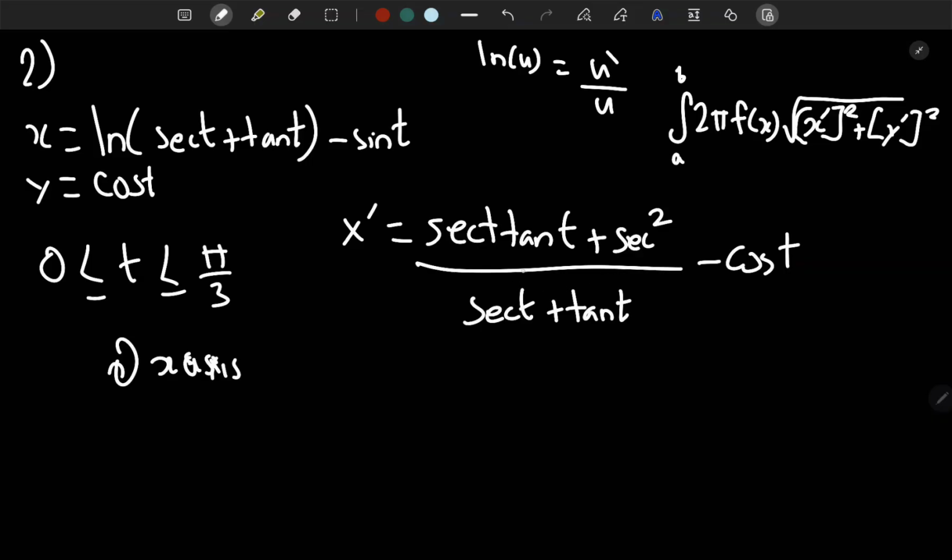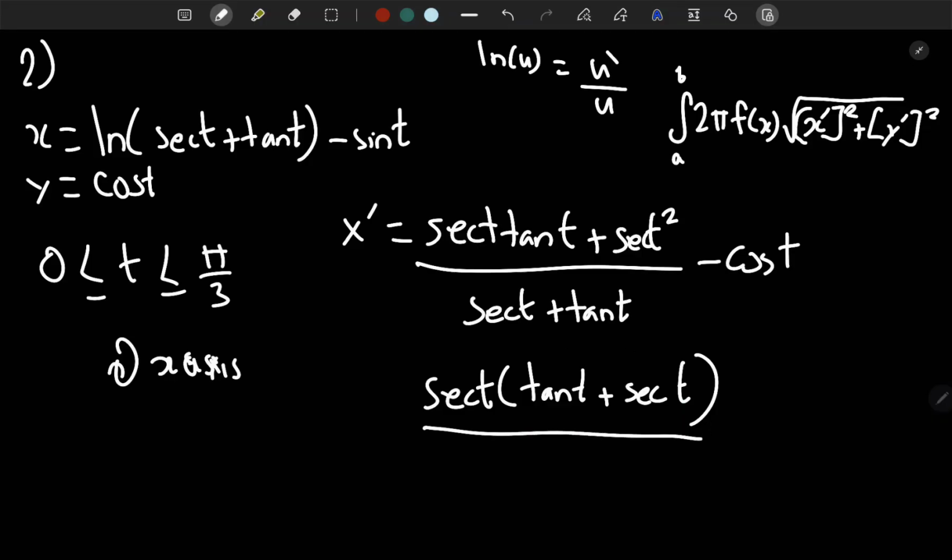Now one thing that we can notice here is that we have a common factor in the numerator. We can factor out secant t, and inside we would have tan t plus secant t. Sorry about that, I forgot the t over here. And you would notice that we can cancel out the numerator, this part, with the denominator, right? It's the same thing. So all we are left with here is just secant t minus cosine t, and that's it.